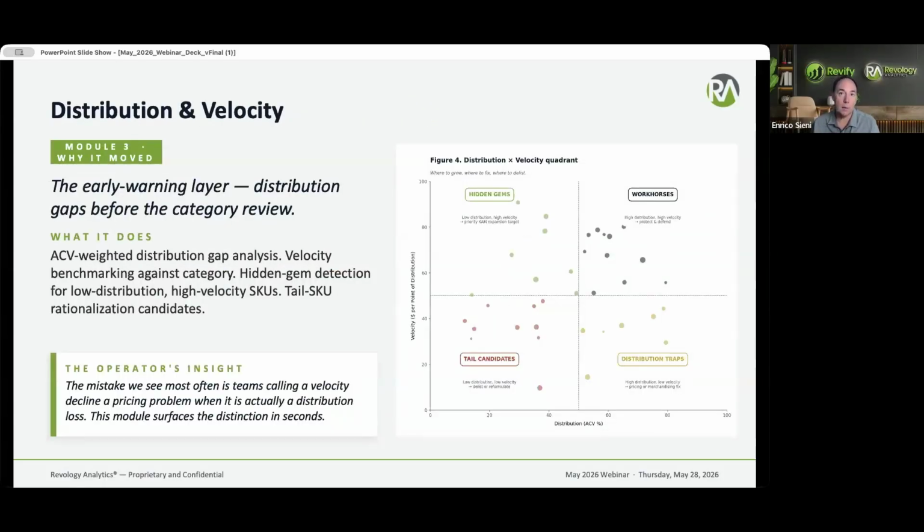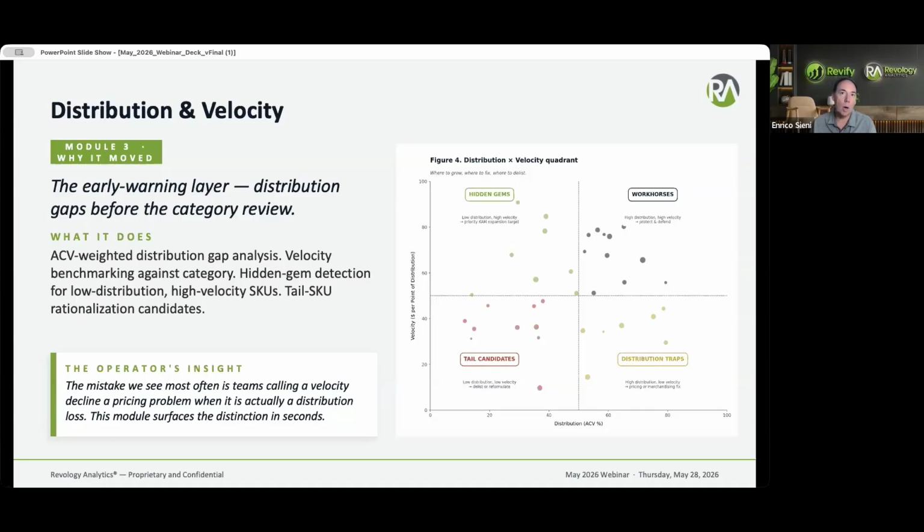Module 3 is about distribution and velocity, so the early warning layer. It catches distribution gaps before the category review and not after. And so what you see here is ACV weighted distribution gap analysis and velocity benchmarking against the category. So you can see hidden gem detection for low distribution, high velocity SKUs, and it flags the tail SKU rationalization candidates.